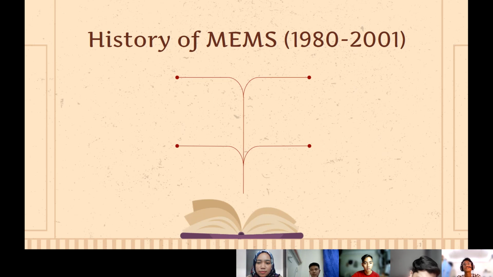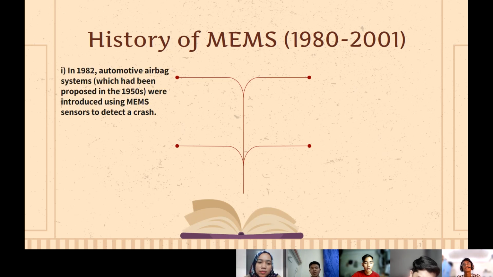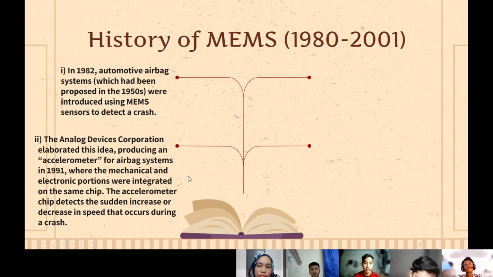Okay, it continues in 1982. Automotive airbag system, which had been proposed in 1950s, were introduced using MEMS sensor to detect a crash. The Analog Device Corporation elaborated this idea, producing an accelerometer for airbag system in 1991, where the mechanical and electronic portion were integrated on the same chip.